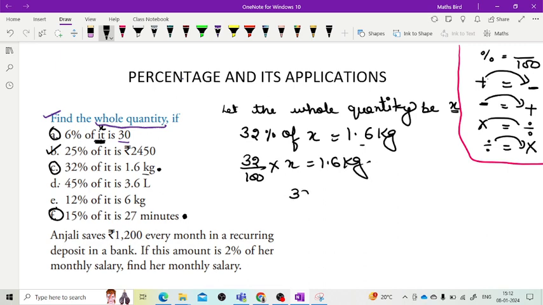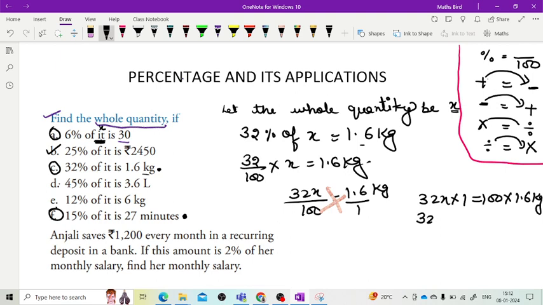Now it will be like 32x by 100 equal to 1.6 kg upon 1. We can write upon 1. Now after cross multiplying, what will we get? We will get 32x multiplied by 1 is equal to 100 multiplied by 1.6 kg. So 32x is equal to 100 multiplied by 1.6 kg. Right? Now when 32 comes to this side, it will be x equal to 100 multiplied by 1.6 kg whole upon 32.